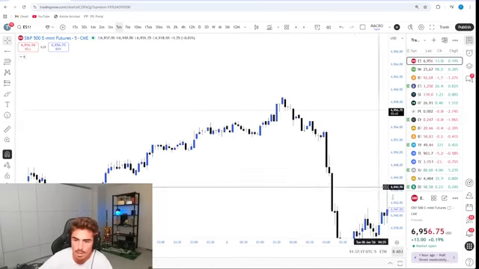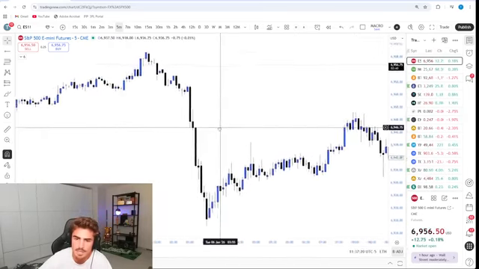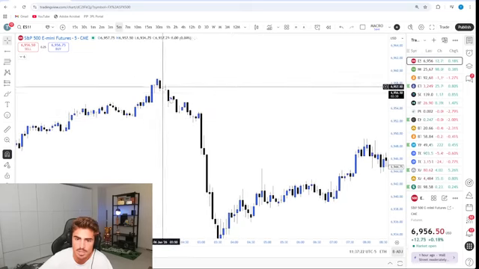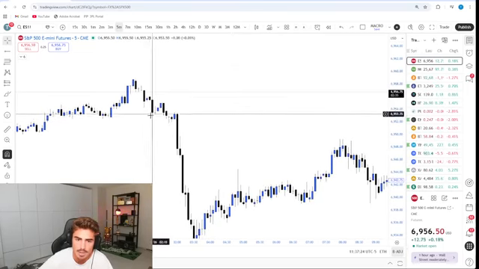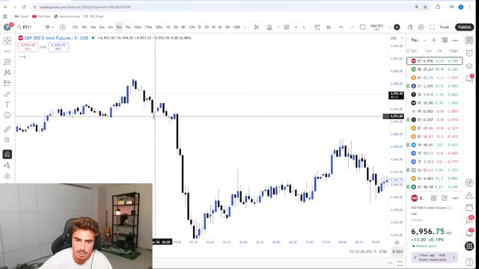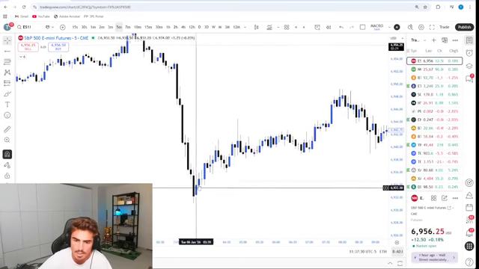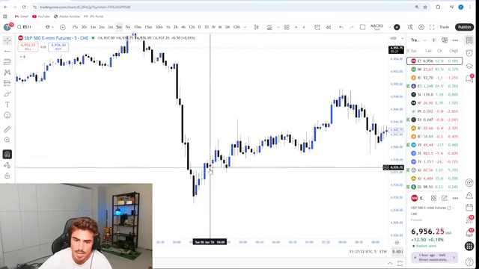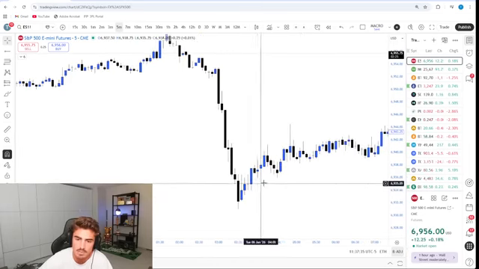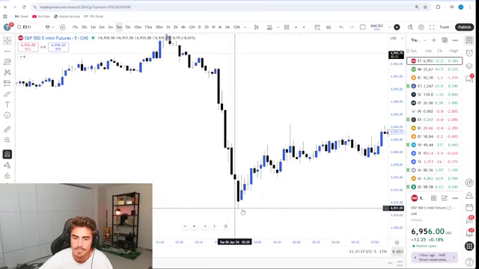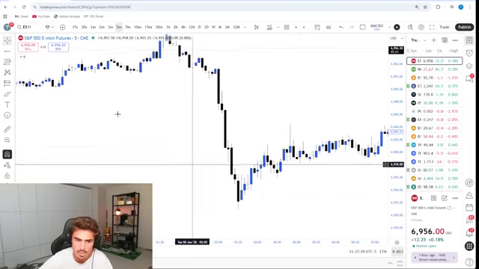Now, let's show an example of a break of structure to the upside. So we can see a pretty clear downtrend here. We have a high, then we have a low, then we have a lower high, then a lower low, lower high, lower low, lower high, big sell off to make a lower low, and then we make a lower high, then we make a higher low. Just because we make a higher low from this low doesn't mean we've broken structure yet.